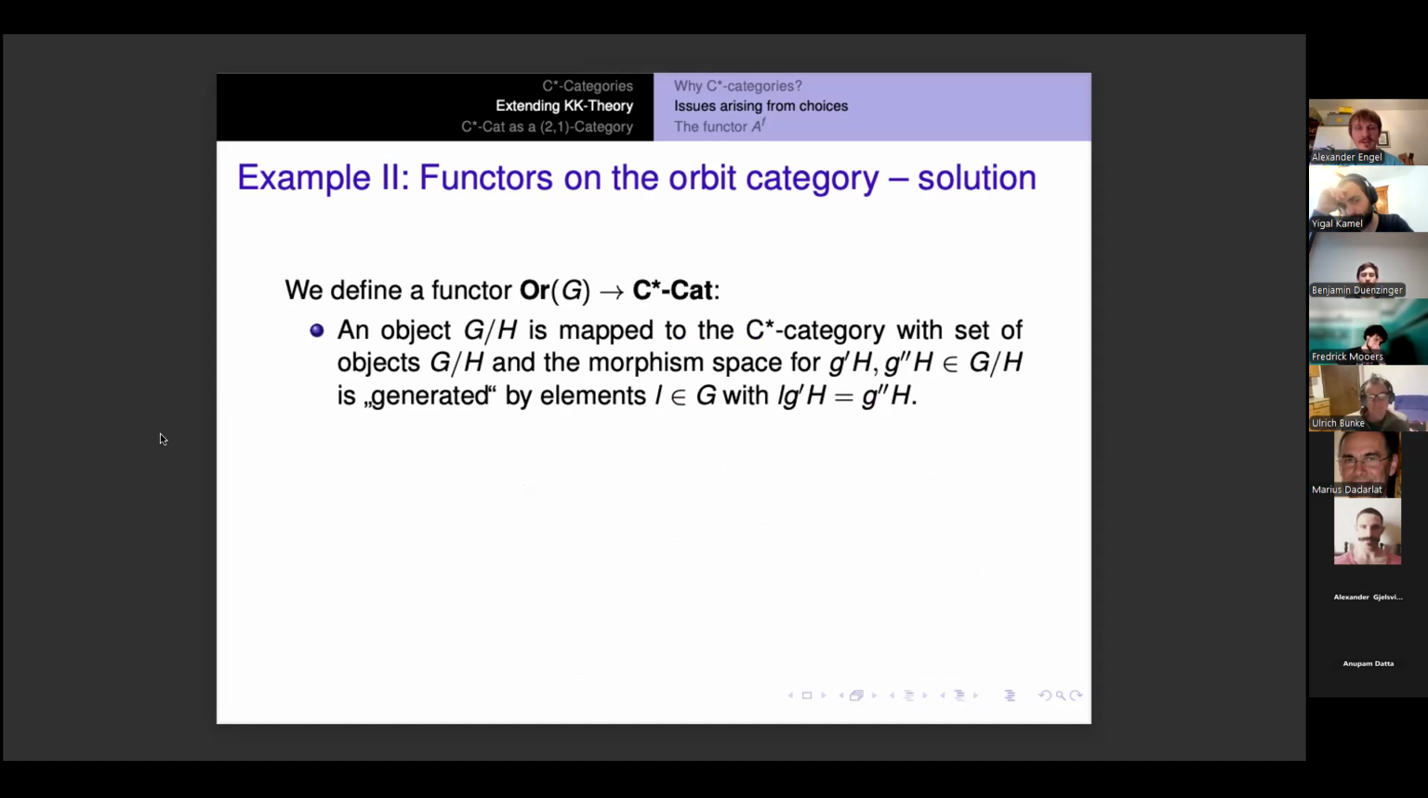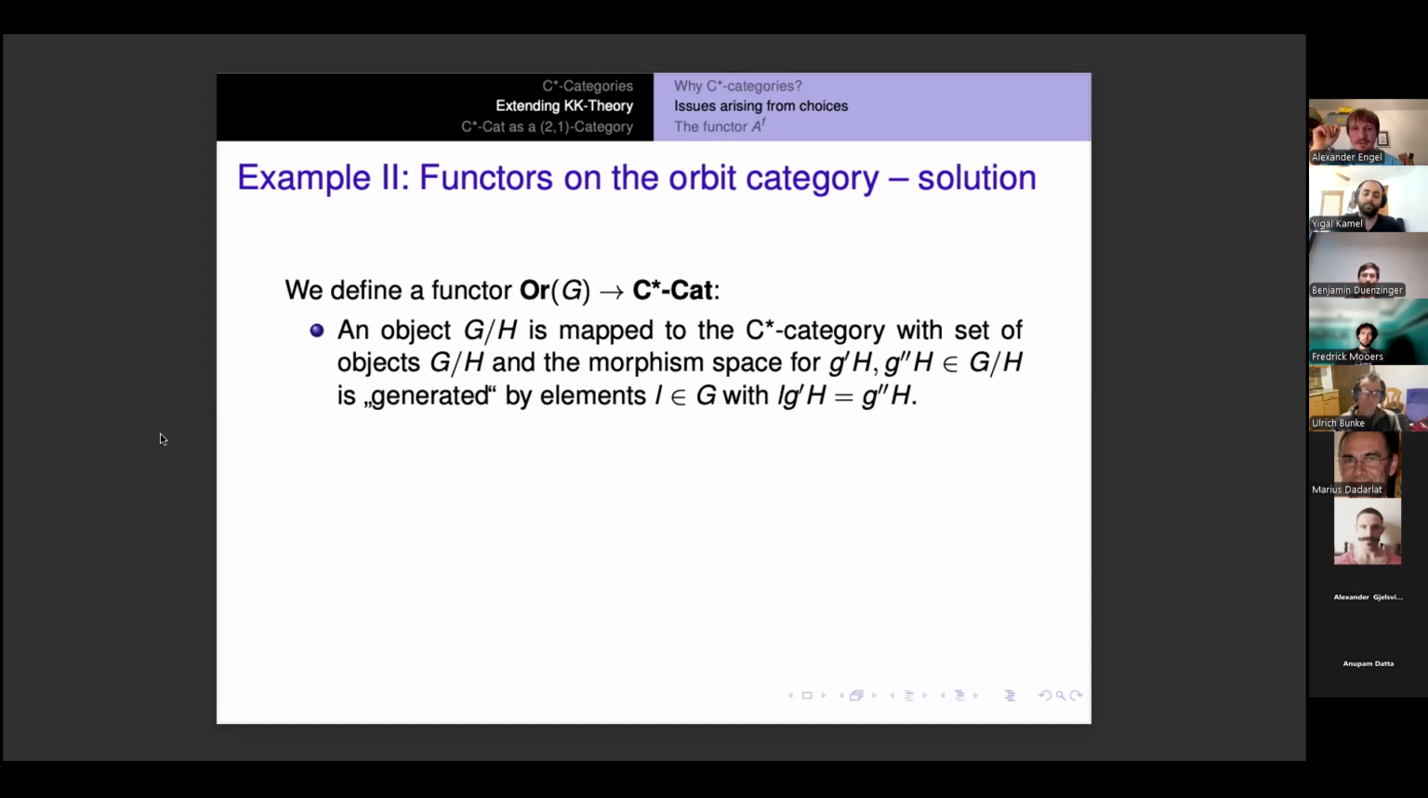And the C-star category, you define it like this. So it's basically you define a functor from the orbit category to C-star categories, and then you post-compose this with the K-theory functor that you have extended from C-star algebras to C-star categories. Okay, how is this functor to C-star categories defined? So an object G mod H from the orbit category, you map it to the C-star category whose set of objects is G mod H again.